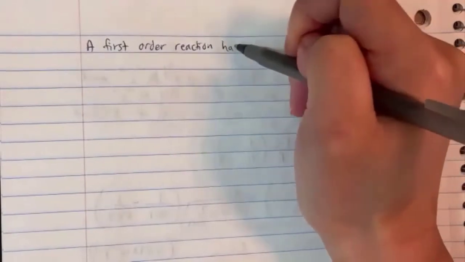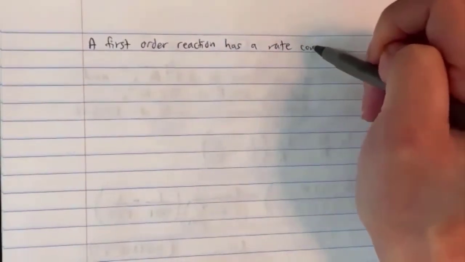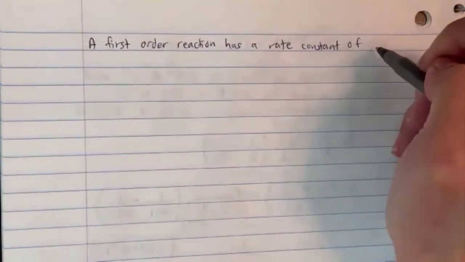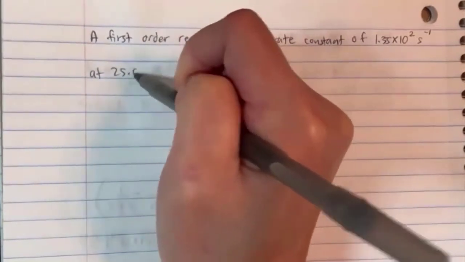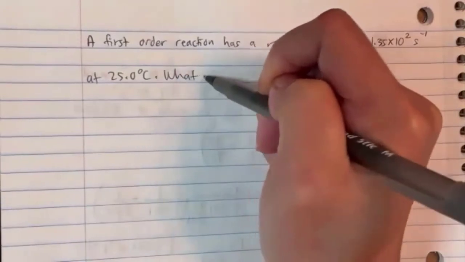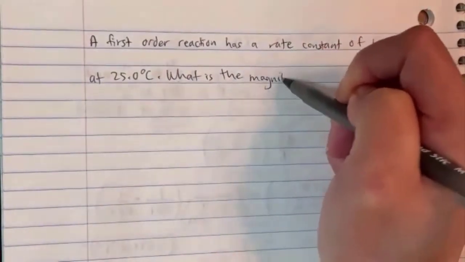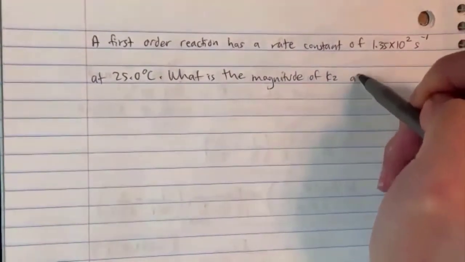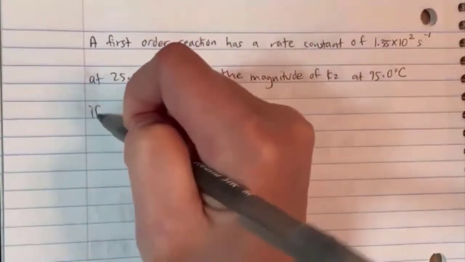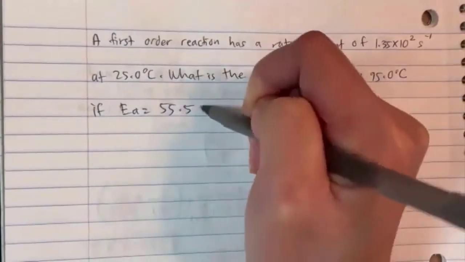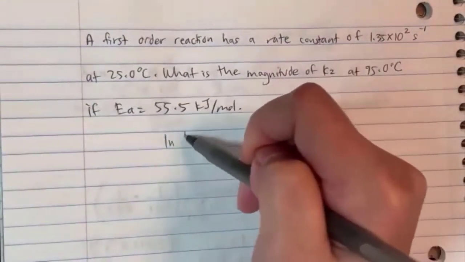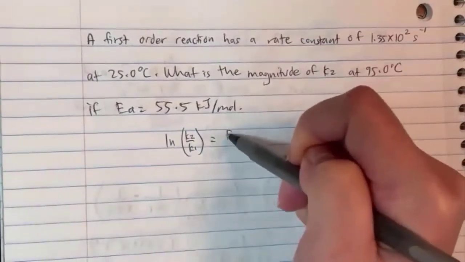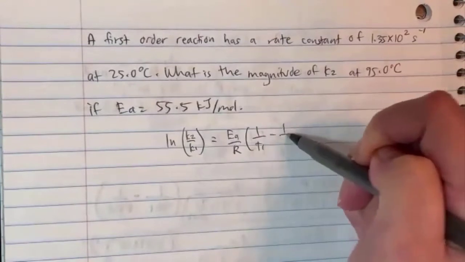A first order reaction has a rate constant of 1.35 times 10 to the power 2 per second at 25 degrees Celsius. What is the magnitude of K2 at 95 degrees Celsius if the activation energy is 55.5 kilojoules per mole? So now you see a problem where they actually give you all the wrong units. Okay, so I'm going to go ahead and write the equation out first. It's ln K2 over K1, and then EA over R, 1 over T1 minus 1 over T2.